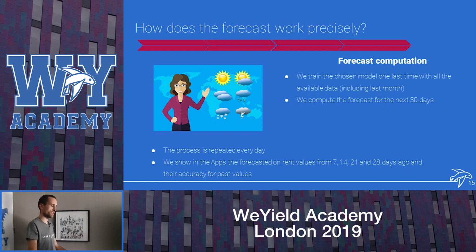So this allows us to show in the app forecasted on-rent values for up to 30 days. And in the past, we are able to show you what was forecasted 7 days before, 1 week, 2 weeks, 3 weeks, and 4 weeks before. And we are able to compute how accurate we were for this specific forecast. Because it's very interesting to make a forecast and tell you a figure for the future. But if we want trust and if we want you to use this value, we have to show that this is an accurate prediction. In the past, it was accurate, so it should be accurate in the future.